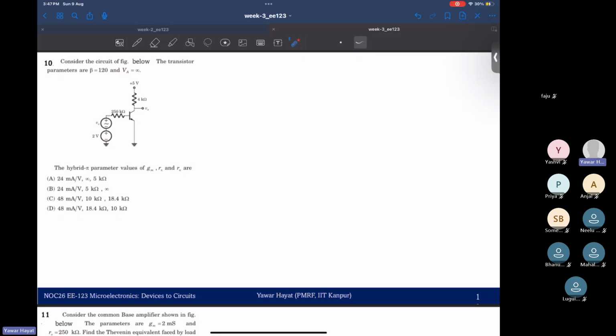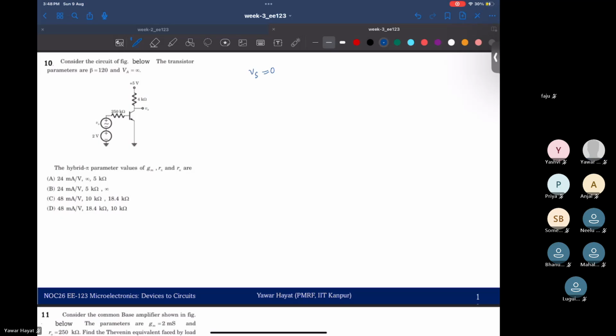Yeah, so what should we do? First of all, we'll find the DC operating current, right? For the DC analysis, the small signal source voltage Vs is set to 0. You set that to 0, then effectively what you'll be computing would be the DC operating point.